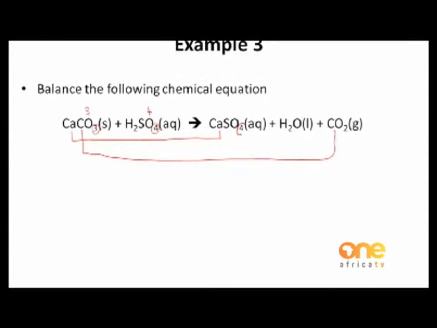Here we have 4 oxygen atoms. Here we have 1 oxygen atom and 2 oxygen atoms. So it's 4 plus 1 plus 2, so it's also 7 oxygen atoms. Here we have 2 hydrogen atoms, and here we have also 2 hydrogen atoms. And lastly, we have 1 sulfur atom and 1 sulfur atom. So that means that this chemical equation is balanced as it is.